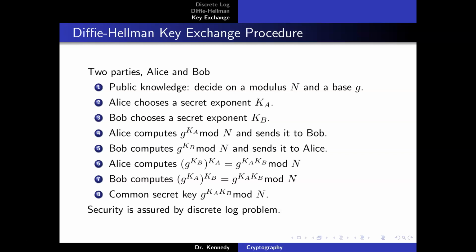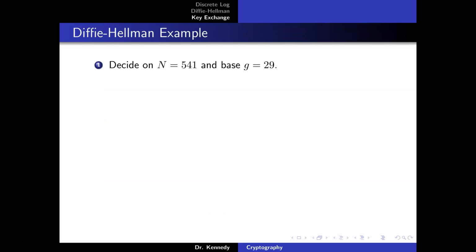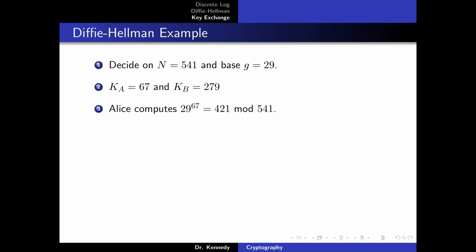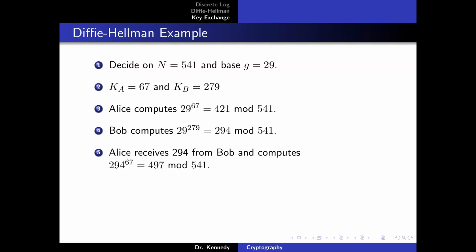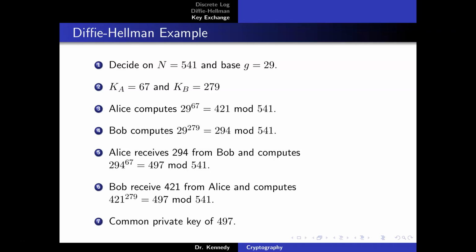All right, so just another quick example. We'll take n to be 541 in this case, and a base of 29. Ka is 67, Kb is 279. Alice computes 29 to the 67th. Bob computes 29 to the 279th. They exchange those numbers. So when Alice receives 294, she raises it to the 67th. She gets 497. Bob does the same thing. The procedure works. And that final number is their common private key.